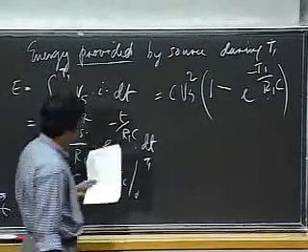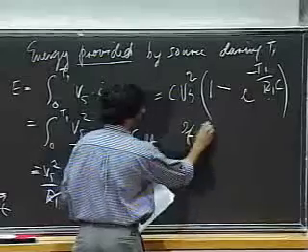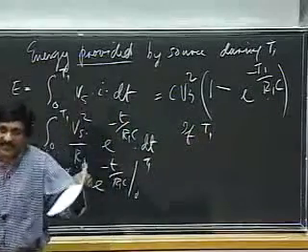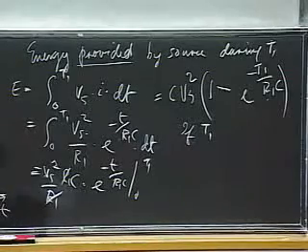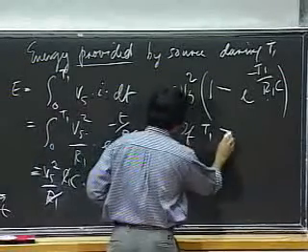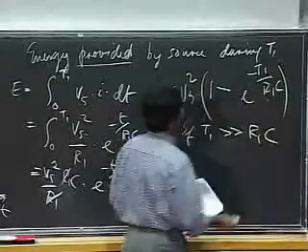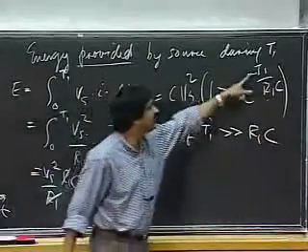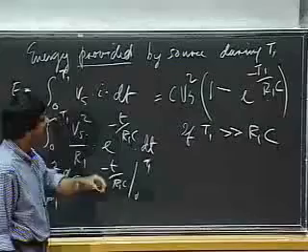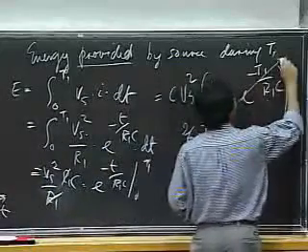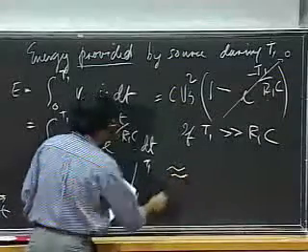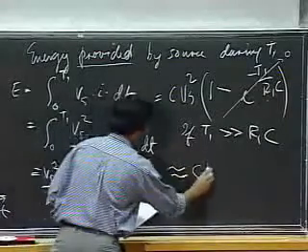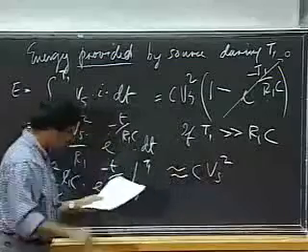What I'm also going to do is assume that the time that the switch is closed, T1, is much, much bigger than the time constant of the circuit. So if T1 is much, much greater than R1C, then this term goes to 0. And this becomes more or less equal to C Vs squared.